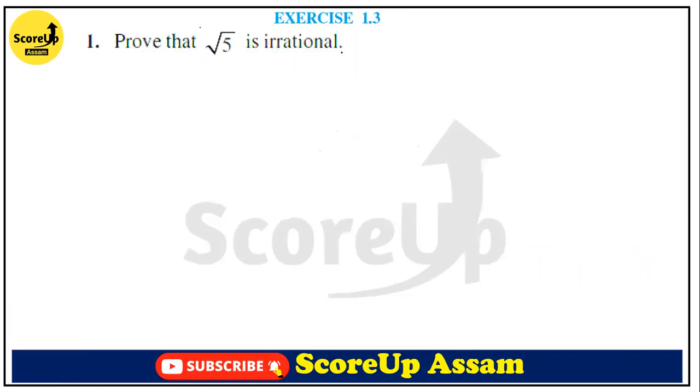Prove that root over 5 is irrational. Before understanding this, let's understand the fundamental theorem of arithmetic.